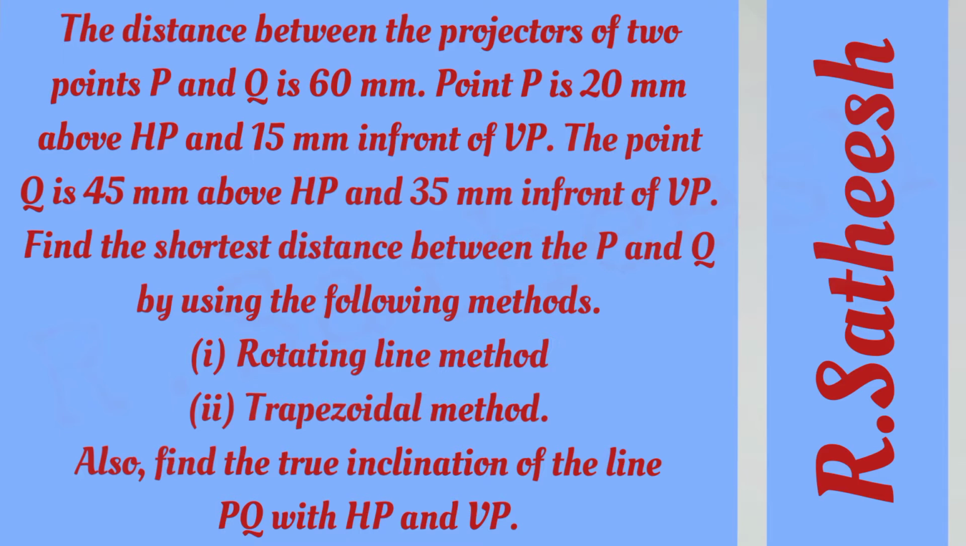Our problem is: the distance between the projectors of 2 points P and Q is 60 mm. Point P is 20 mm above HP and 15 mm in front of VP. The point Q is 45 mm above HP and 35 mm in front of VP. Find the shortest distance between P and Q by using the following methods. One is the rotating line method, the second one is the trapezoidal method. Also find the true inclination of the line PQ with HP and VP.